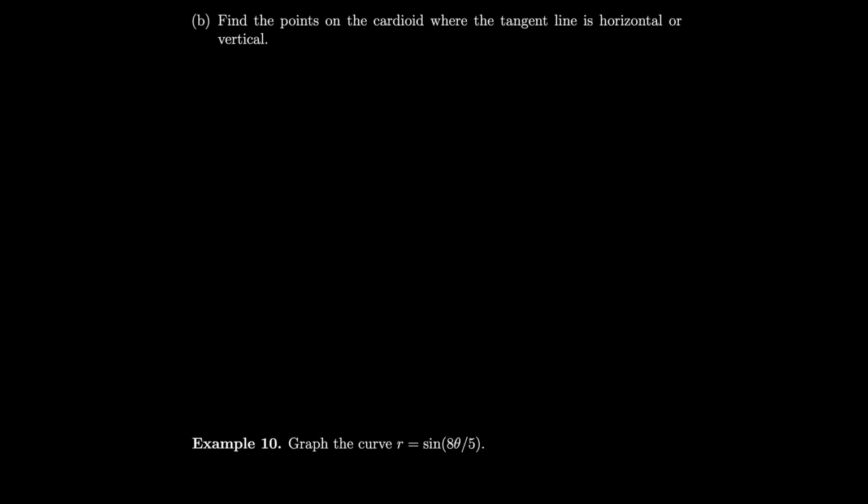Let's now see where the tangent line is horizontal or vertical. So remember, that's when the derivative is 0 or undefined. So let's take a look at when dy d theta is 0. That'll be when our derivative is 0, because that's in our numerator. So that's when cosine theta times 1 plus 2 sine theta is 0, which is when theta is equal to pi over 2, 3 pi over 2, 7 pi over 6, and 11 pi over 6, because we're only going from 0 to 2 pi.